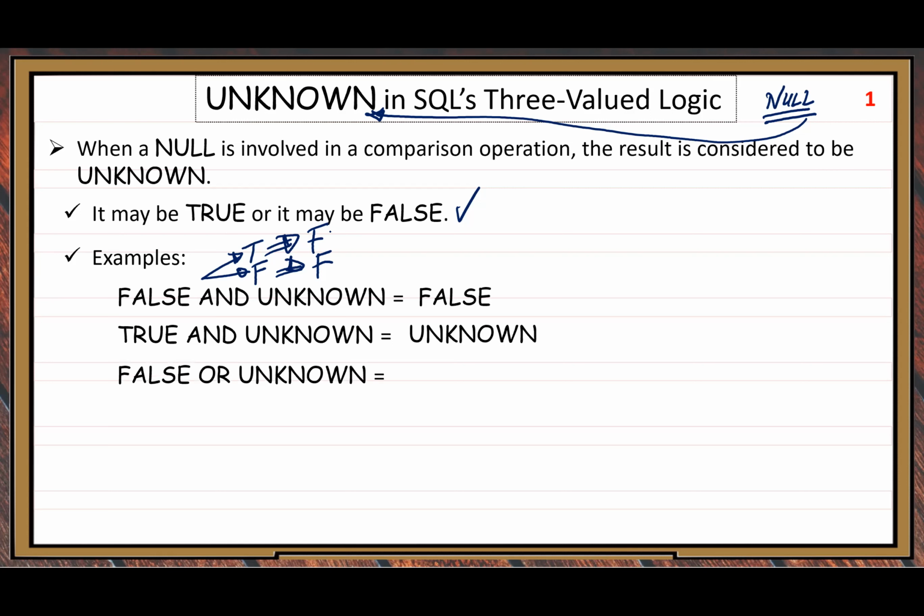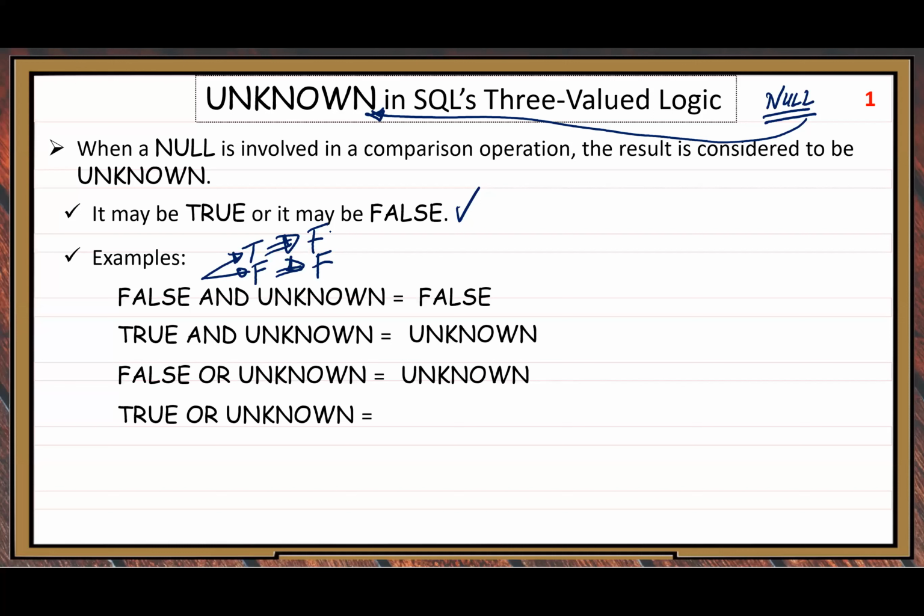All right. Next, false or unknown. Replace unknown by true: false or true. It's true, right? Like addition, 0 plus 1 equals 1. Boolean algebra, 1, that's true. Then replace unknown by false. False or false? False. So the first time true, second time false: unknown.